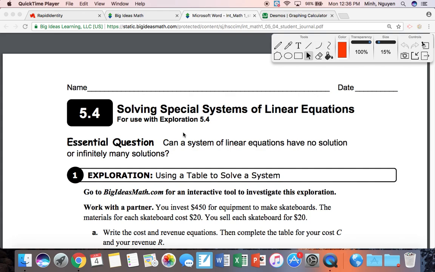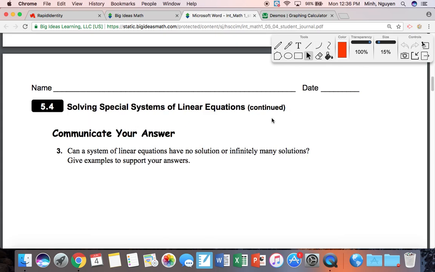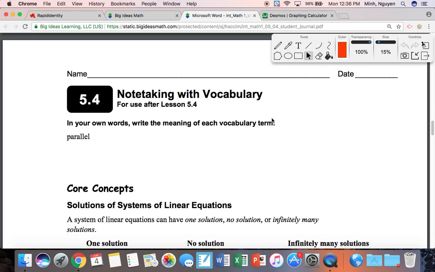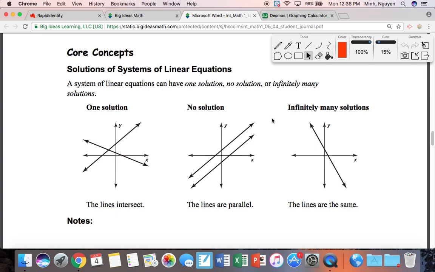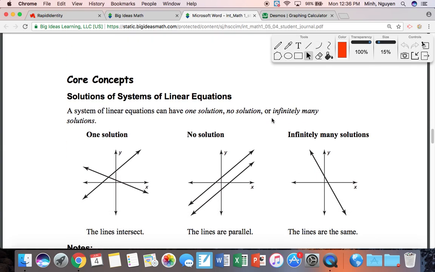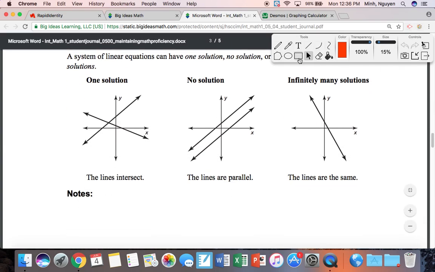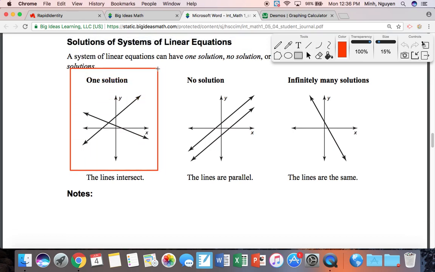So we're on page 137, section 5.4, solving special systems of linear equations. Let's get into it. We already learned the three methods: graphing, substitution, and elimination. So we're not learning anything new as far as how to solve, but we're looking at what the solutions might look like. If you look at this, we see that there's one solution where they intersect. This is pretty much everything we've done for the past three sections.